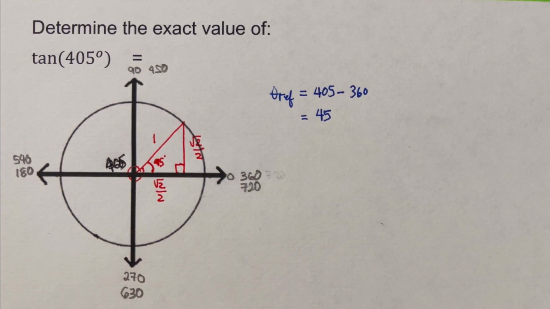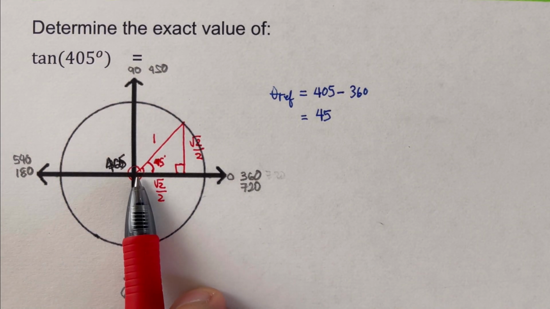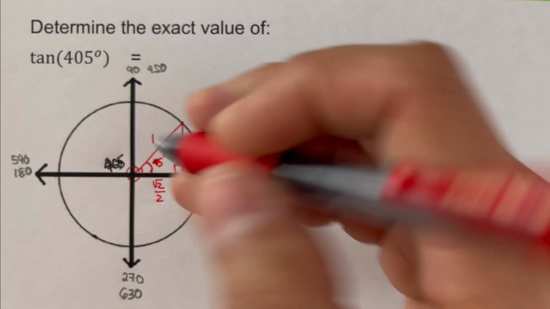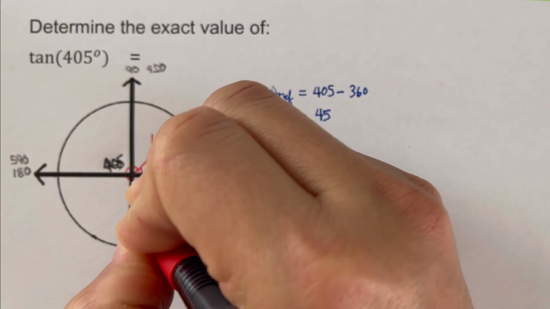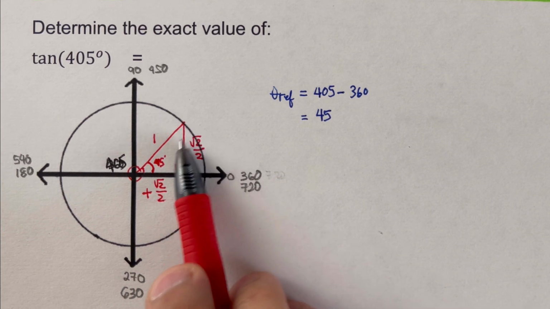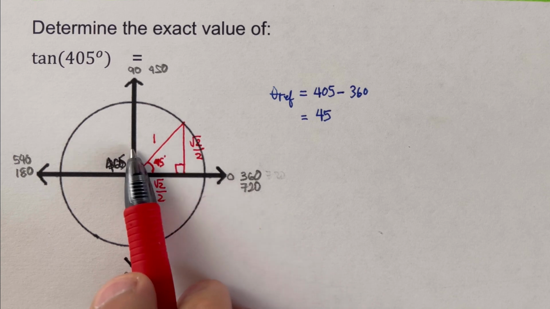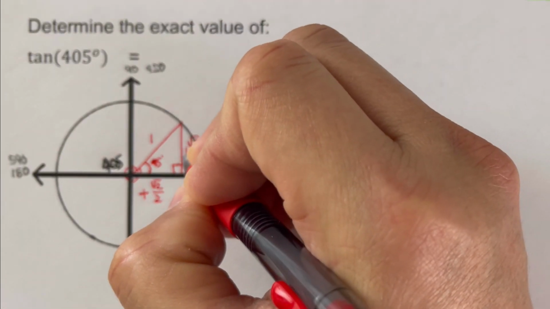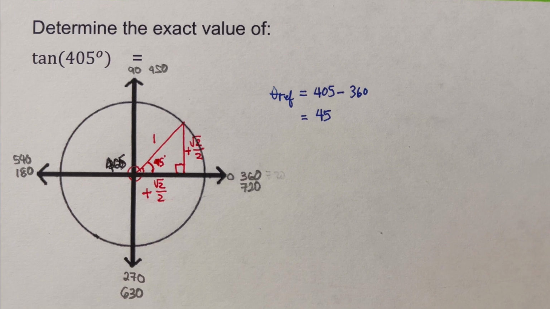Now let's determine the sign. Since this side right here, which is the adjacent side, is on the positive x-axis, this is positive. And then since this side opposite to the 45 degrees is parallel to the positive y-axis, this value right here is positive.